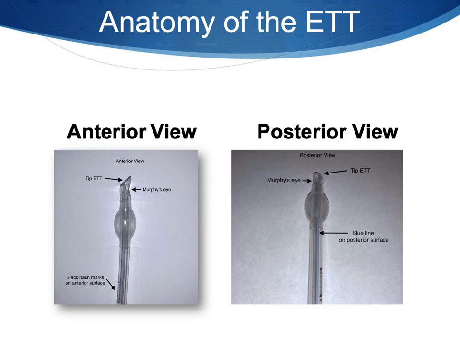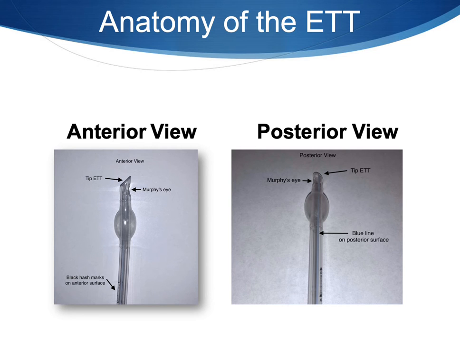Alright, on this slide, what you're looking at is a standard 3.0 cuffed pediatric endotracheal tube. It shows two views, the anterior view and the posterior view. The anterior view shows that the endotracheal tube tip is tapered and also that the Murphy's eye is located on the right side. So therefore, the tapering is pointing towards the left lung and the Murphy's eye is on the right lung side. You can know by looking at the endotracheal tube if you're looking down on your patient.